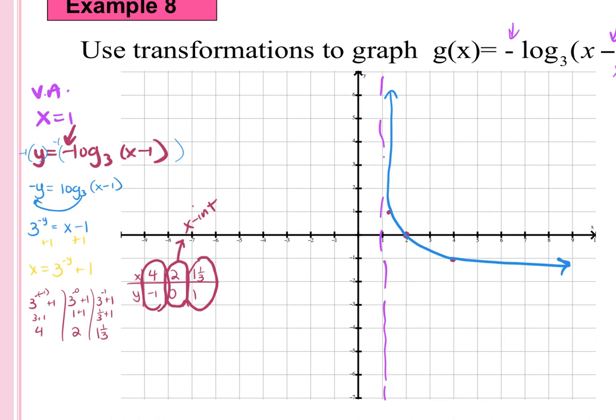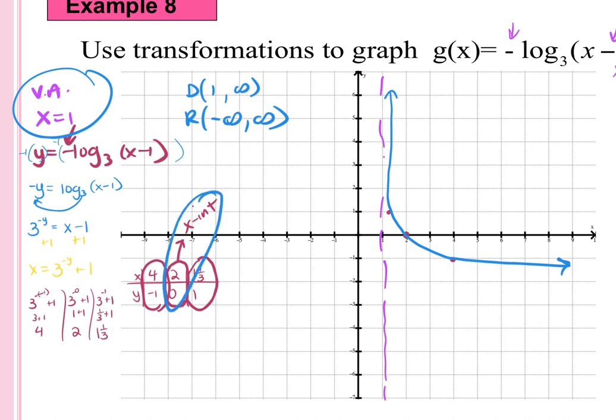What's our domain? 1, positive infinity. Range? Negative infinity to positive infinity. Our vertical asymptote we already got, and our x-intercept we already got. Questions?